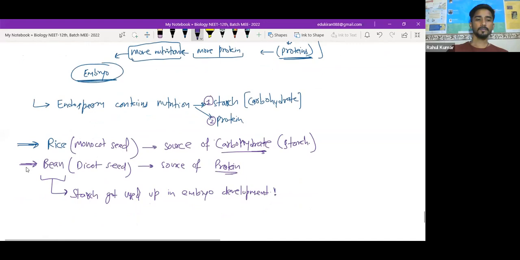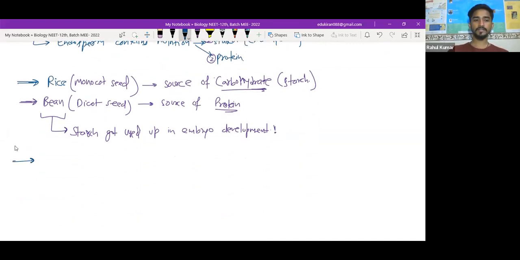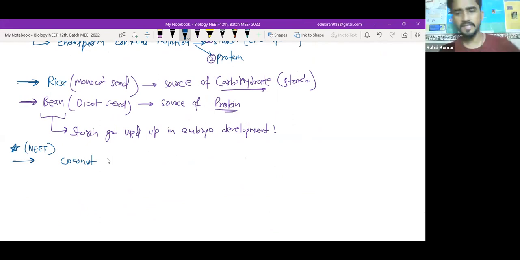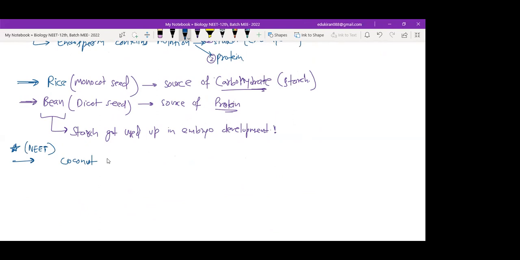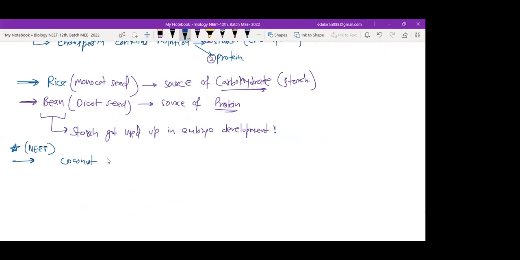And now about endosperm, some more important things. Questions which have come. Write down, make a star here. And write down. It is a neat question. You know coconut? What is a coconut? It's a fruit, seed, stem. What is it? It's a seed. Is coconut a seed? All three. How is it all the three?